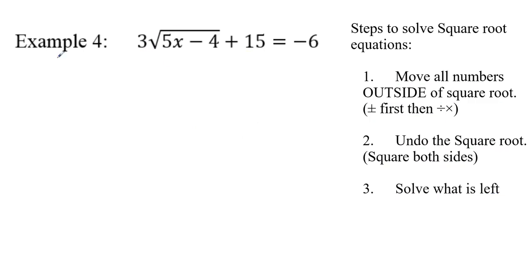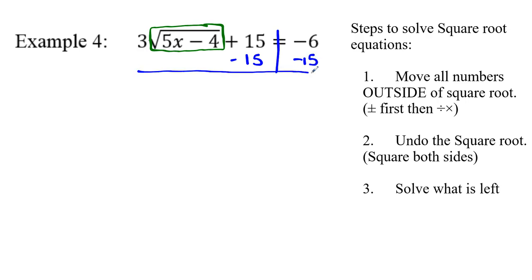Number 4. Now this one's very unique, and you're going to see why here in a bit. So first off, again, the steps to solve are to isolate the radical. So let's get this by itself by adding or subtracting or multiplying, dividing things over. So first we're going to minus the 15 over. Now we have 3 times the radical of 5x minus 4 equal to negative 21.